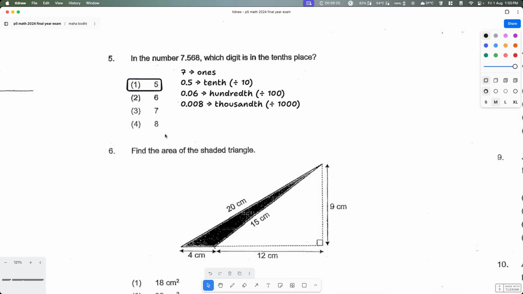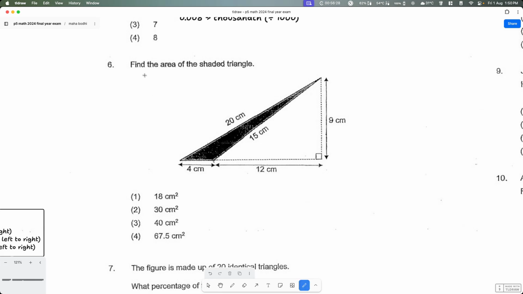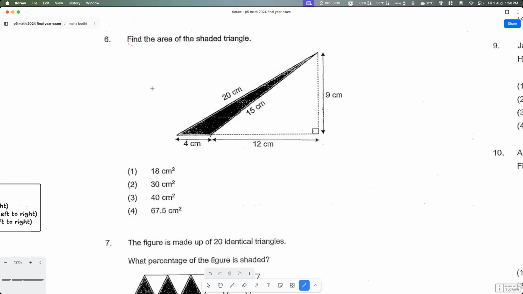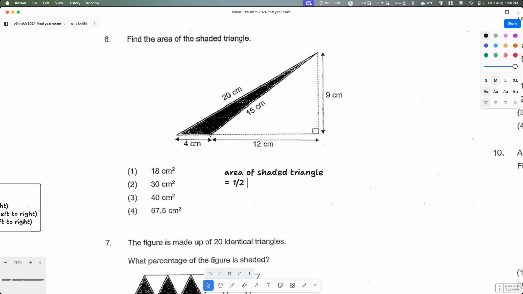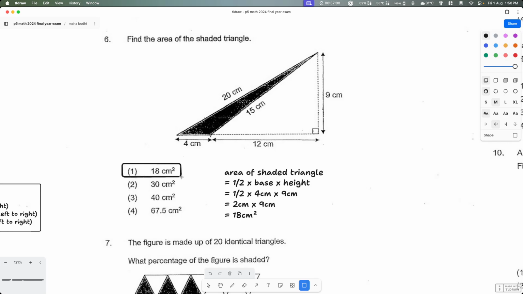Let's move on to the next question. It says here, find the area of the shaded triangle. The area of a triangle is equal to half times base times height. What's the base over here? The base is 4 centimeters because it's the shaded one. What's the height? 9 centimeters. Half times 4 is 2 centimeters, times 9 centimeters equals 18 centimeters square. There you go. The answer to this is 1.